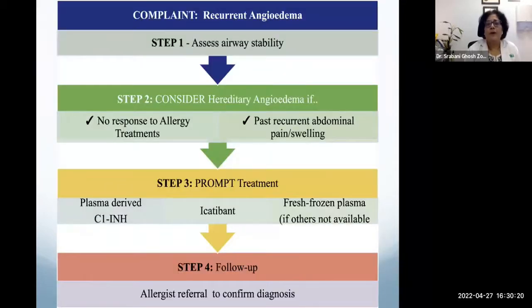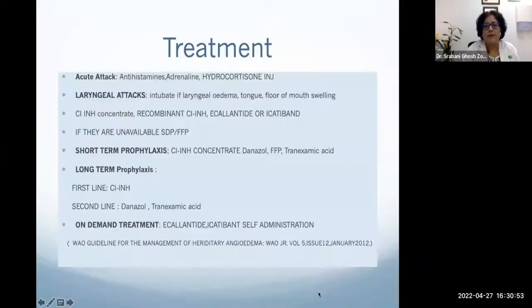So how to manage? Patients with recurrent angioedema: assess the airway stability, and consider hereditary angioedema if there is no response to allergy treatment and a past history of recurrent abdominal pain and swelling, as I mentioned. You have to give prompt treatment. Fresh frozen plasma is usually our option, but icatibant is the new drug, or plasma-derived C1 esterase inhibitor can be helpful to manage these lesions. And of course, follow up with an allergologist or dermatologist as the need be.